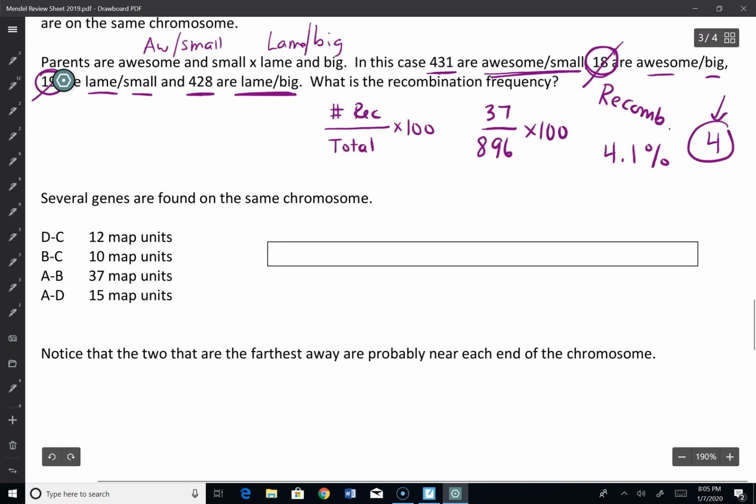Well, let's take a look. In this case, I have some traits. I got A, I got B, I got C, and I got D. And they're a certain distance away from each other on a chromosome.